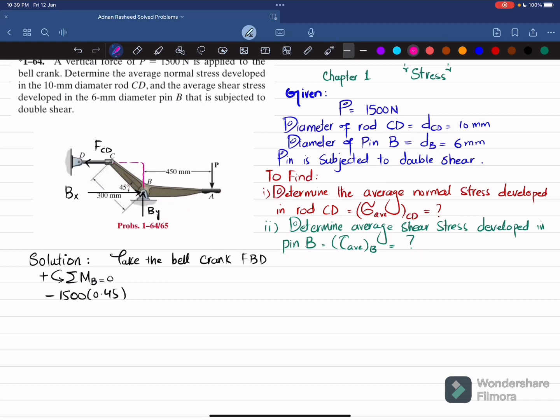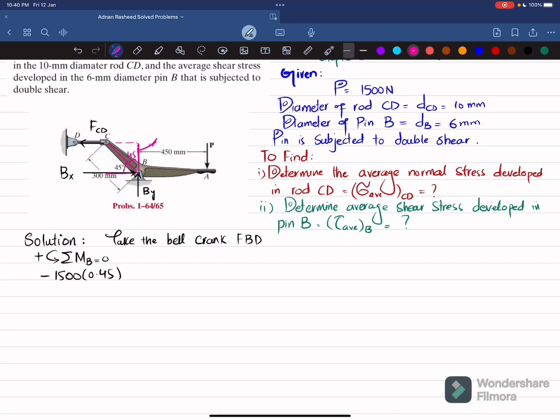You can see if I draw a perpendicular line, this is 45, so this will also be 45, and this distance will be equal to, if you take sine of 45 degree, okay, let me explain it over here. You can see FCD is 300 millimeters. So you have one portion which is this one, another one is this one. This is the perpendicular distance.